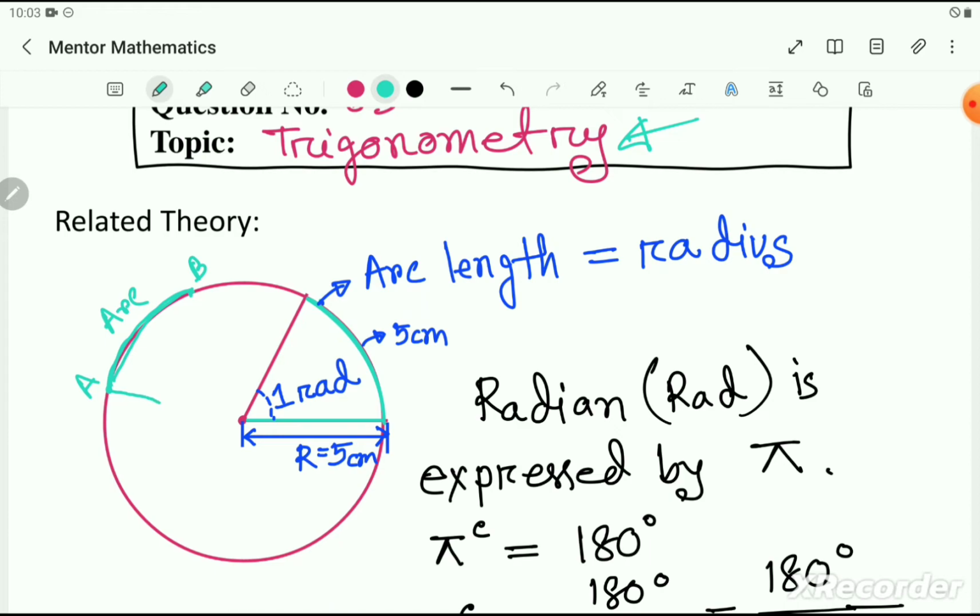If we connect these 2 points, A and center C, and in the same way B and center C, it will make an angle. In a particular case, if the arc length is equal to the radius, for example, let's say the arc between points E and F has a length of 5 centimeters, and the radius of this circle is also 5 centimeters, in this situation the angle produced at the center is called 1 radian.